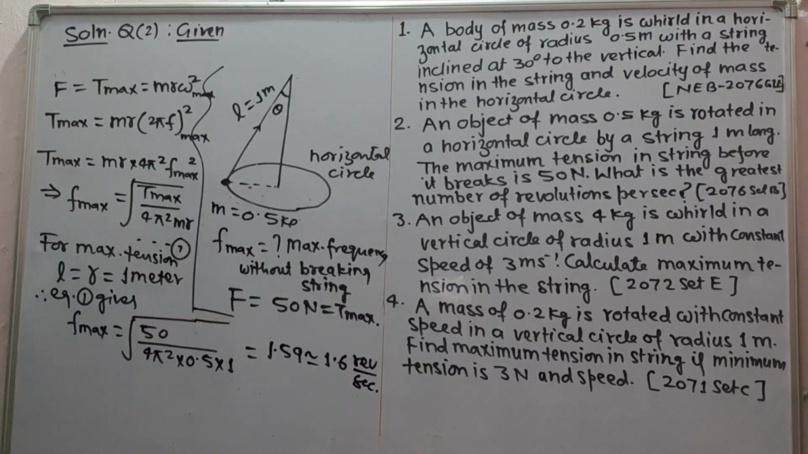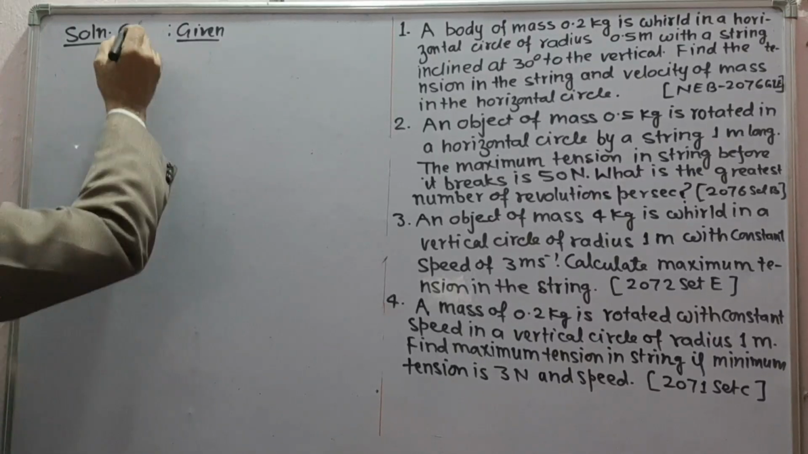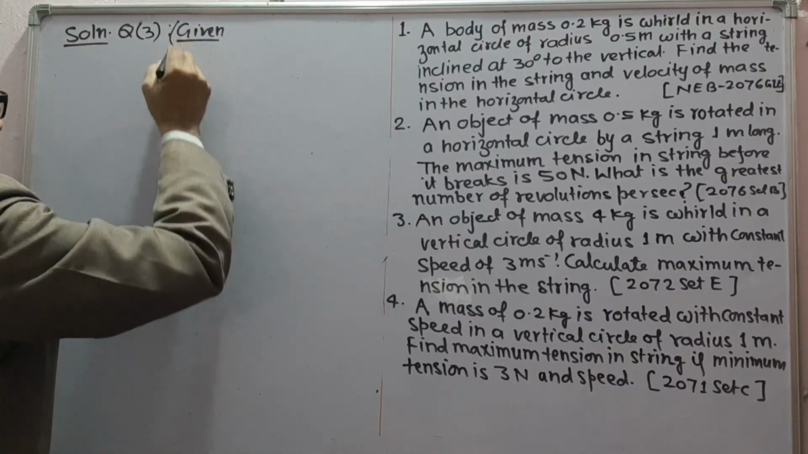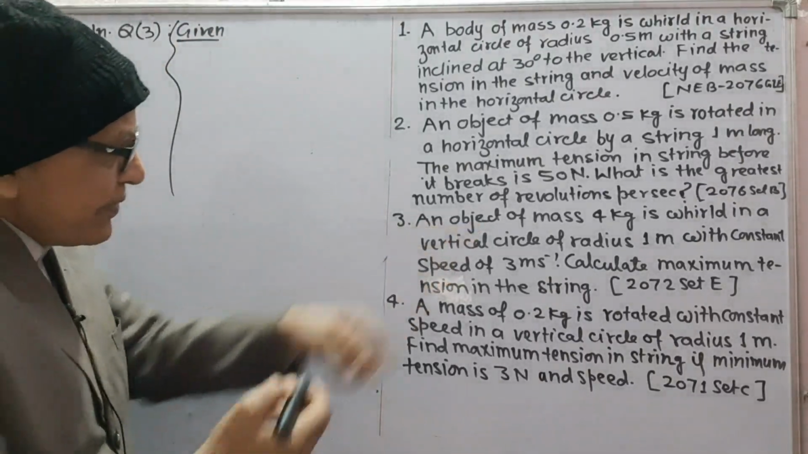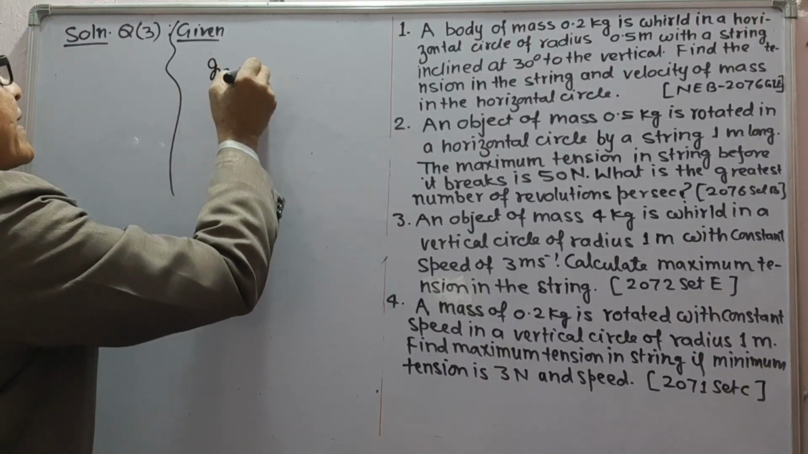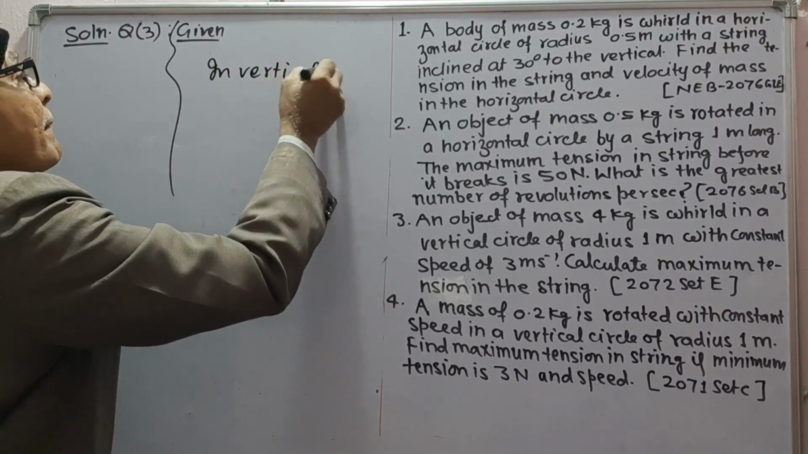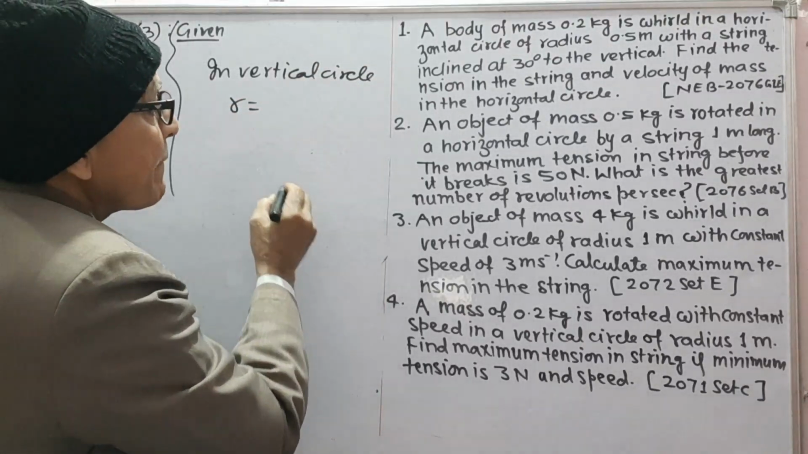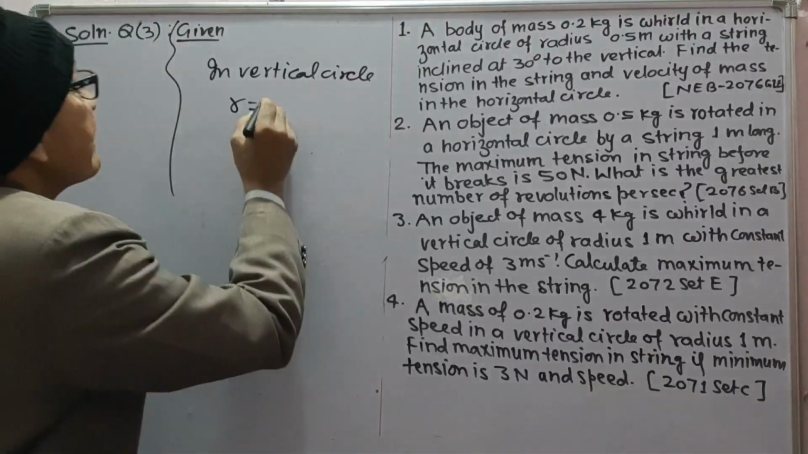Next question number 3. An object of mass 4 kg is held in a vertical circle of radius 1 meter with constant speed of 3 meter per second. Calculate maximum tension in the string. Solution to question number 3. Here given in vertical circle, radius of vertical circle is 1 meter.